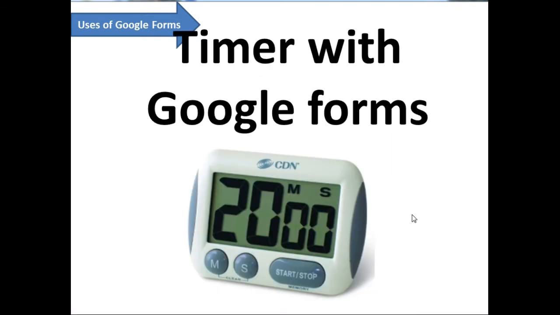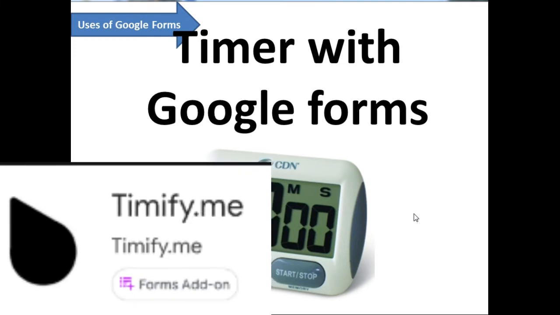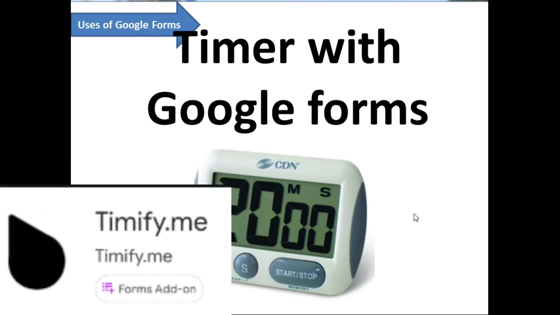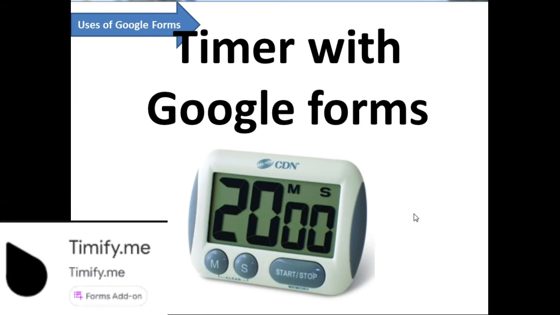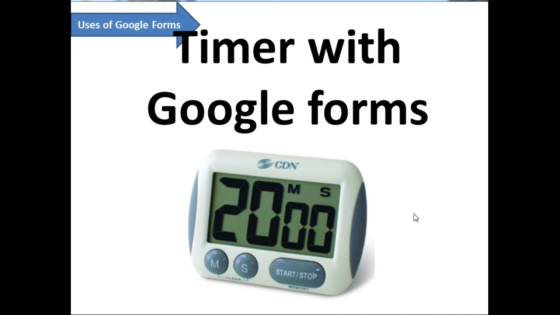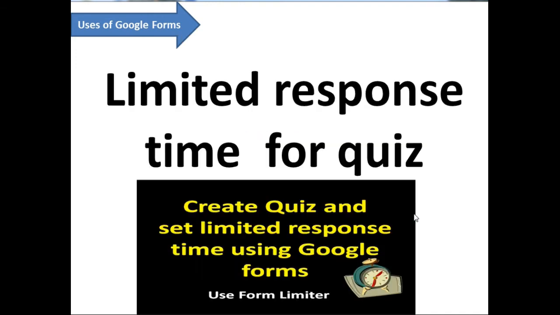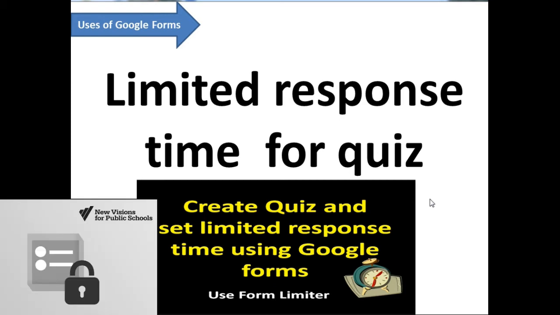You can set the timer with Google Forms. You can set a limited time for your quiz, meaning 1 hour or 30 minutes or 20 minutes for the quiz. For this, you need the add-on Timify Me. These add-ons are free and you can use these add-ons with your Google Forms by installing them from the Google Store. You can set a limited response time for the quiz. Here you can set the limited number of responses and limited time for your link of the quiz. For this you need one add-on, Form Limiter.